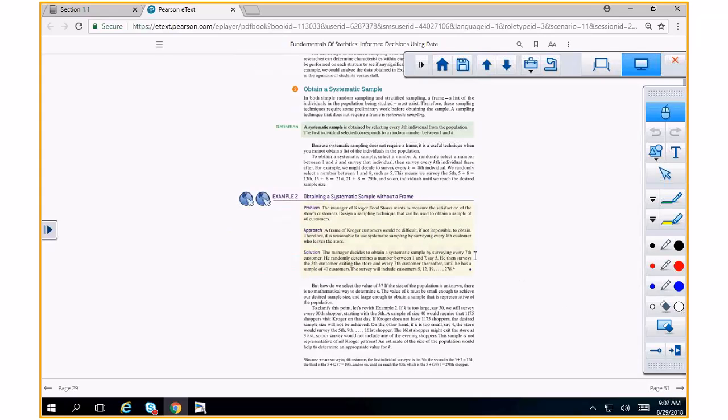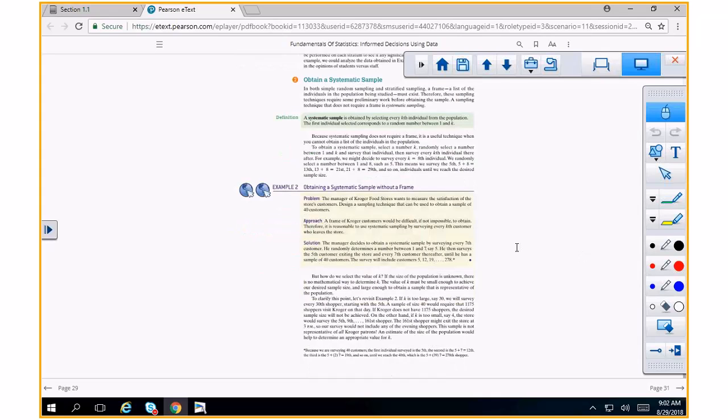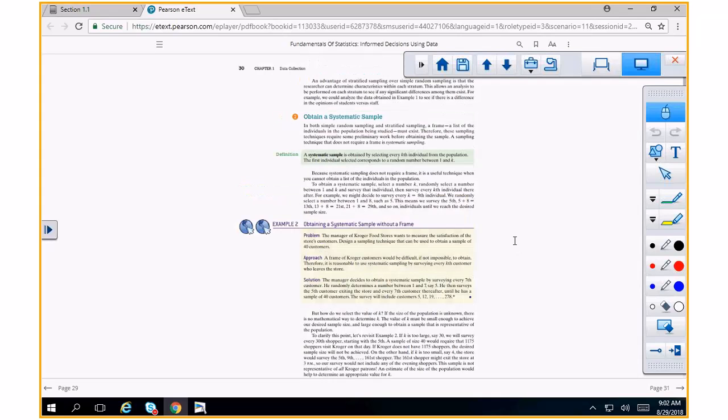Systematic. This is probably your best random sample besides a simple random sample. What is systematic? Systematic is basically, if I go out to the parking lot... There. Systematic is right there. Obtained by selecting every nth individual.